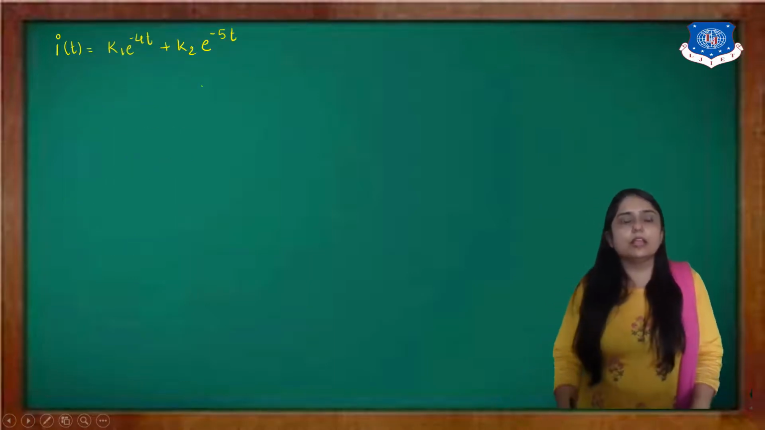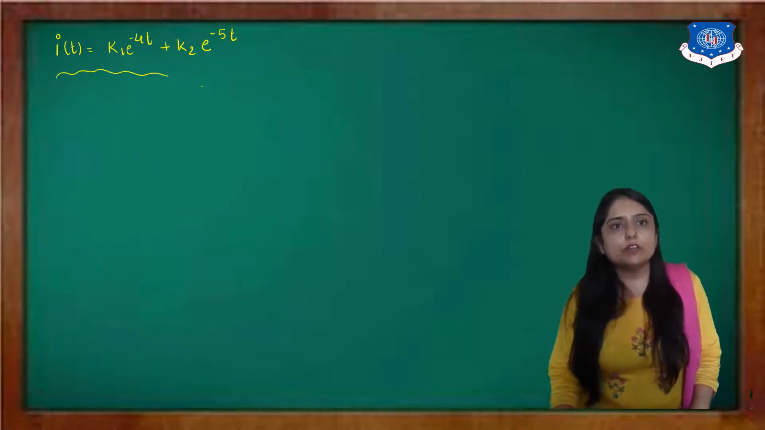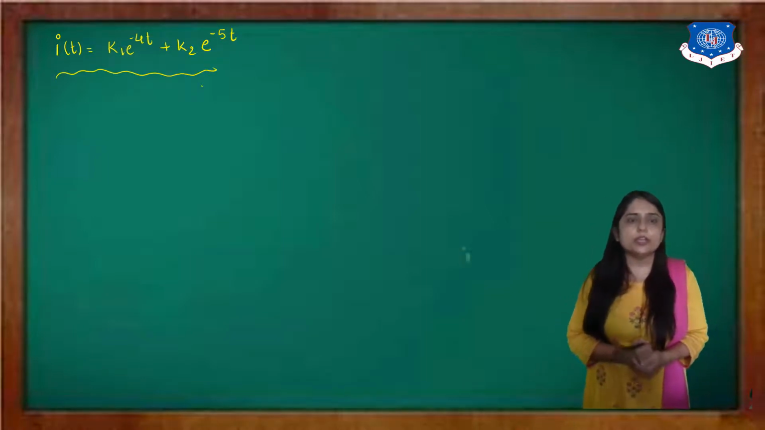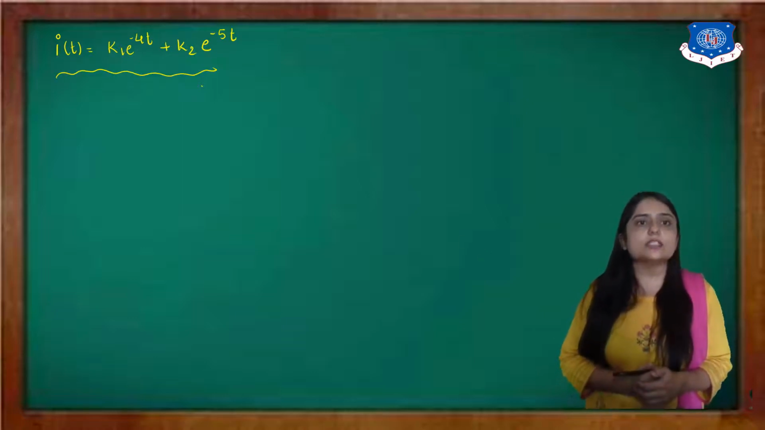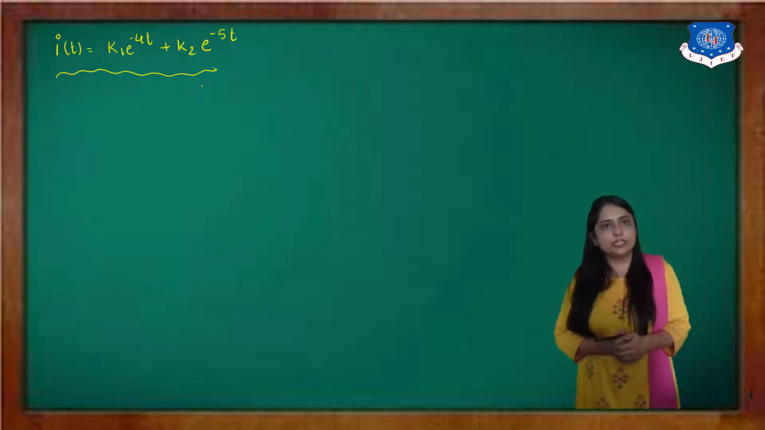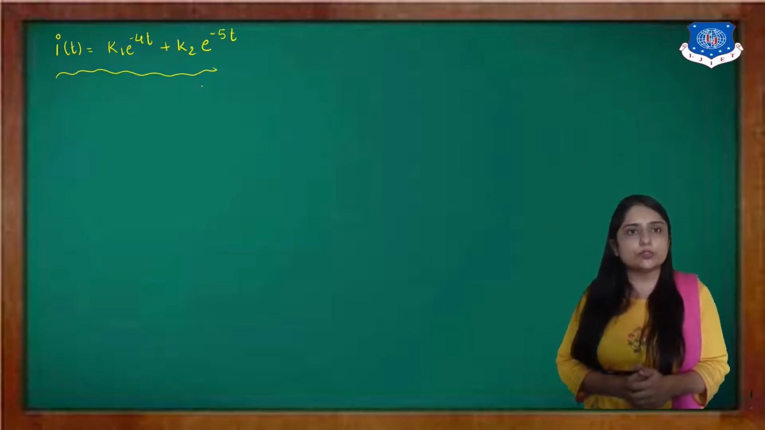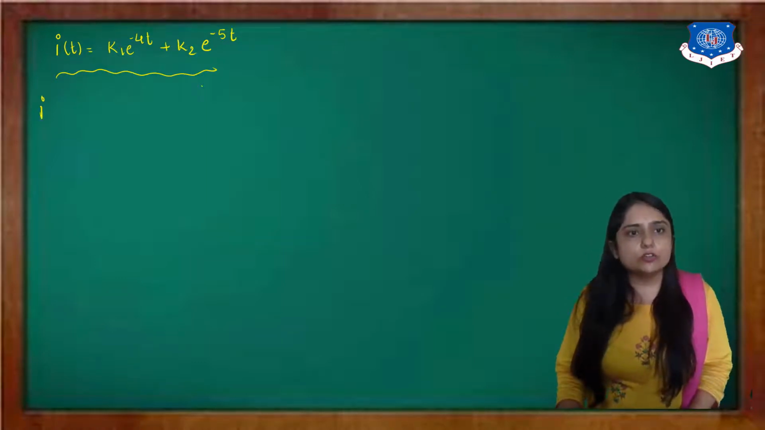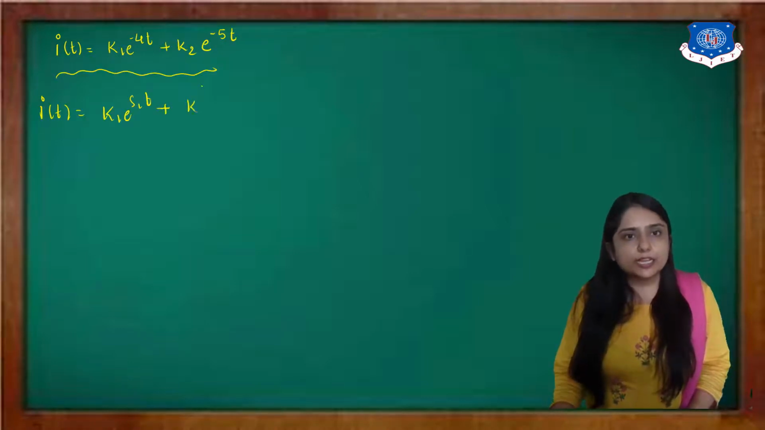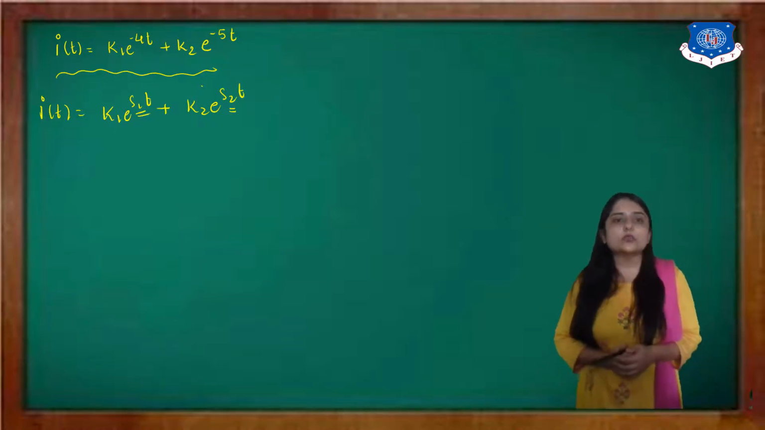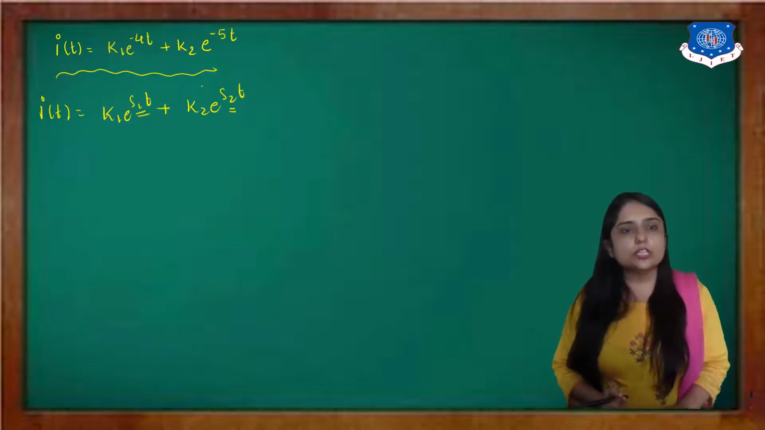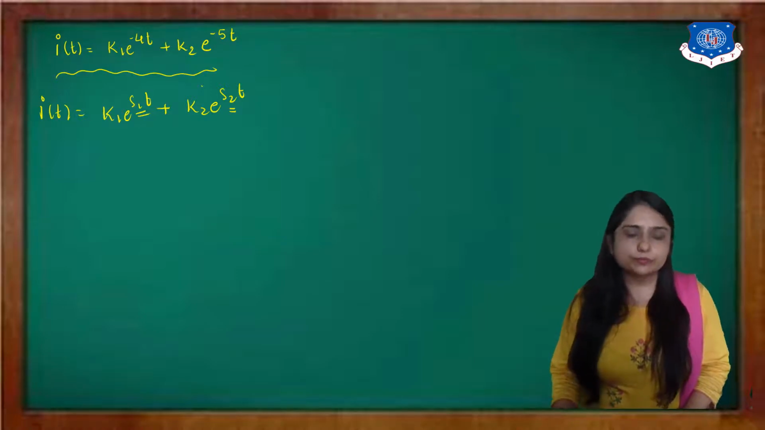So I write down my direct solution of I(t) because my A1 square is greater than 4A0A2. The direct solution is I of t equals K1 e raised to minus 4t plus K2 e raised to minus 5t. Because the general solution was K1 e raised to S1t plus K2 e raised to S2t, but the values are S1 equal to minus 4 and S2 equal to minus 5, so we just substitute those values over here.